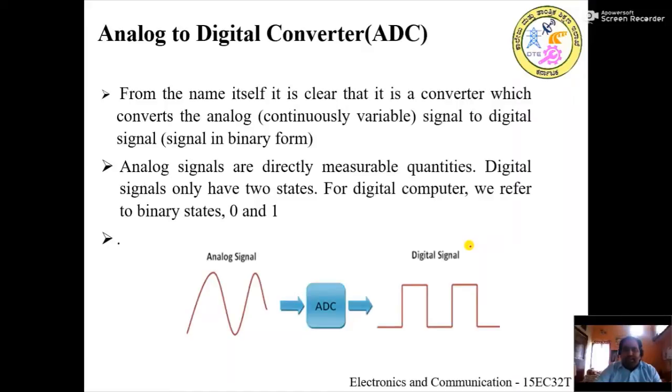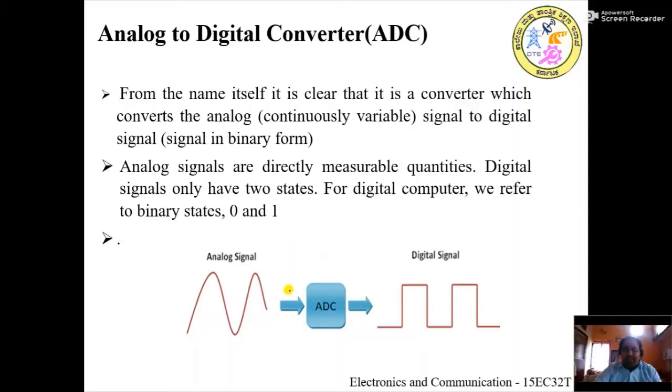What is an ADC? As the name itself indicates, ADC is an analog to digital converter. This is a converter which converts a continuously variable signal, that is an analog signal, to a digital signal which is represented in binary form. All analog signals are directly measurable quantities, whereas digital signals have two states. For a digital computer, we refer to them as logic 0 and logic 1.